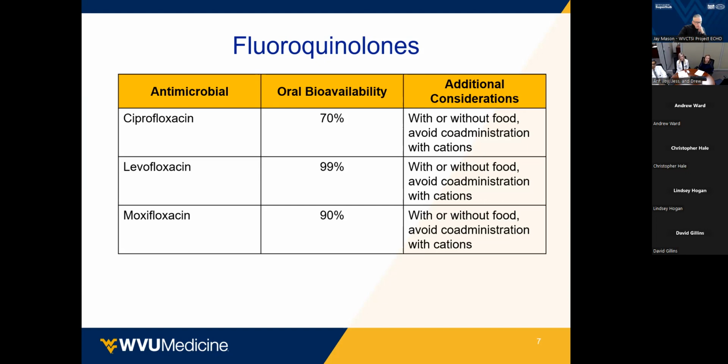Fluoroquinolones, as well as a number of other antibiotics I'll talk about in the following slides, should avoid co-administration with any cation-containing product. So these would be things like antacids and a lot of multivitamins, for example, as those can bind the drug, inhibit absorption, and thus decrease the bioavailability of the drug.